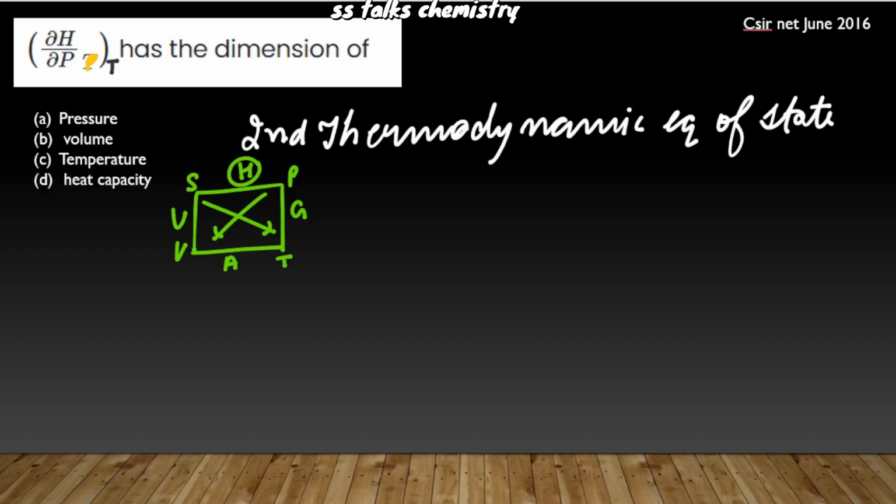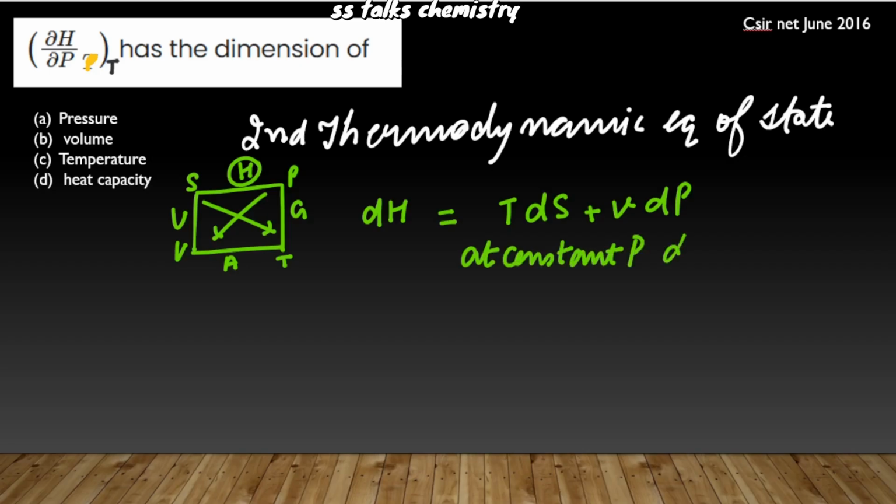So dH is dependent upon the entropy and the pressure, so it is dS and dP. Opposite of the entropy is the temperature, the arrow is going towards it, so positive it will be there. Opposite of the pressure is the volume, the arrow is going away, so negative. Now we need del H by del P at constant temperature, so differentiate this with respect to pressure.